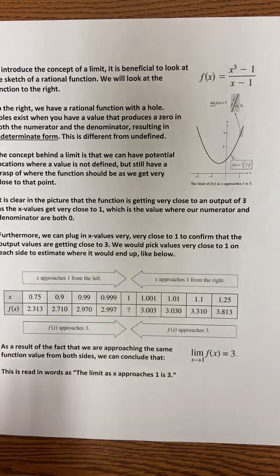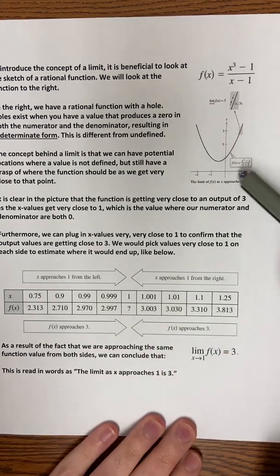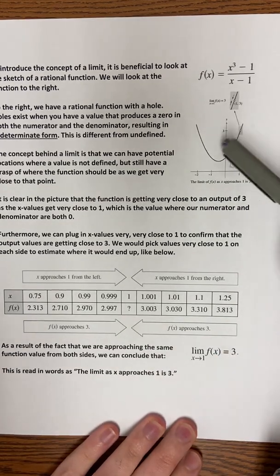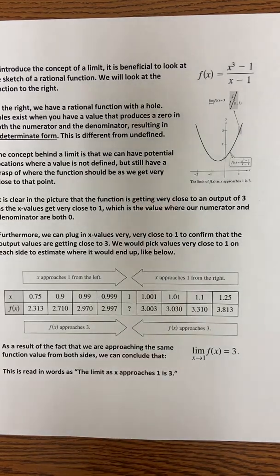It does not matter what's actually happening at that x value, it just matters what's happening when we get very, very close. So the concept behind a limit is that we can have potential locations where values are not defined, but still have a grasp of how the function is behaving as we get close to that point. Looking at the picture, it looks like as our x values get very, very close to 1, our y values are getting very close to 3. So we can say that the limit as x approaches 1 of f of x is equal to 3.